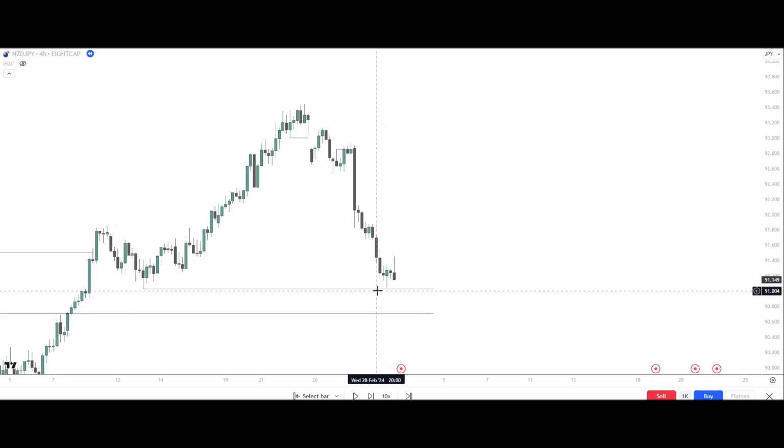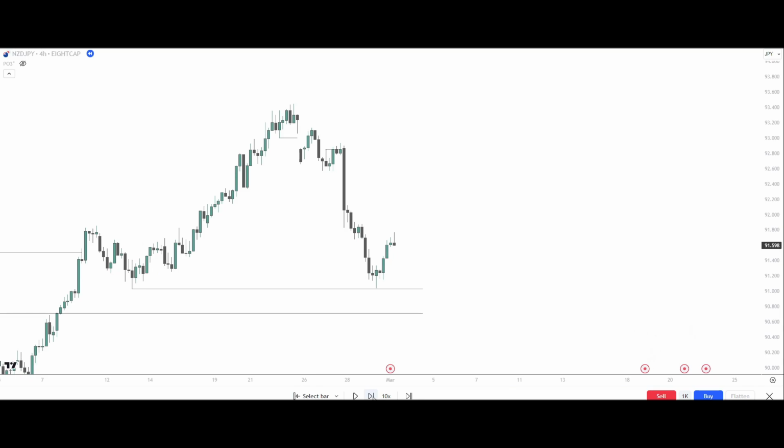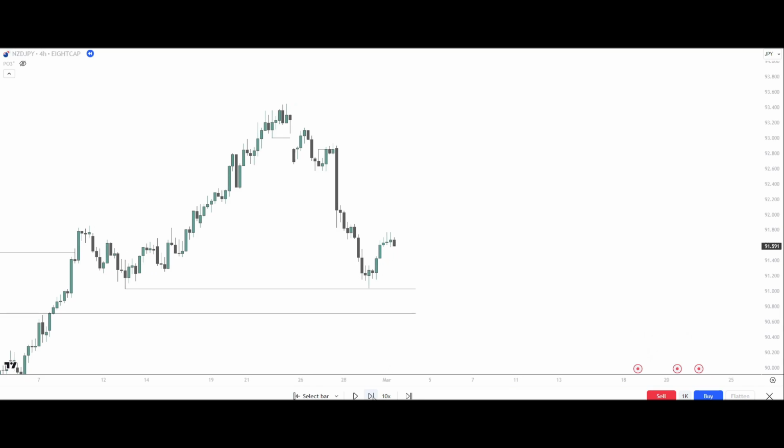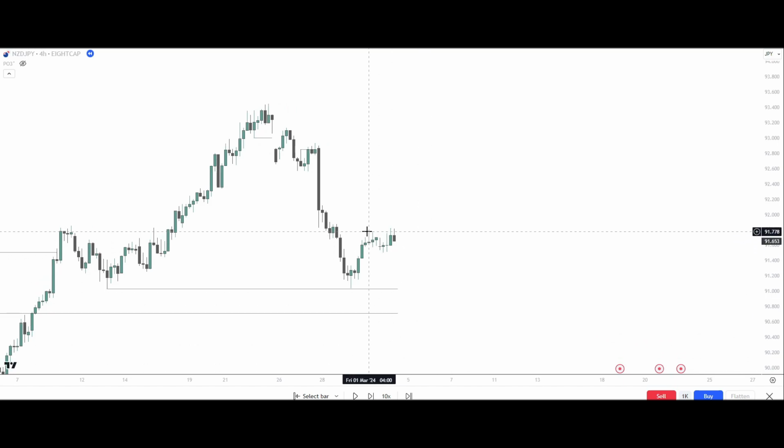Okay, it didn't touch it, right? So now most likely this is going to retrace. So look at this. This is just generation of liquidity. So we have these equal lows right here so that the market can later take them. Price is retracing. Another red on a high, right?